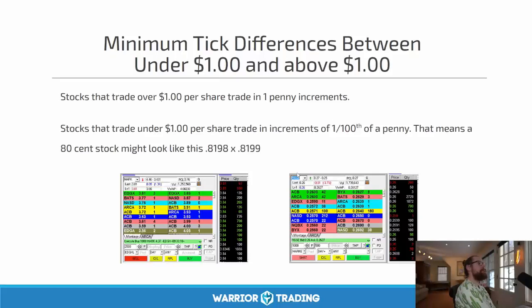One of the differences between stocks above $1 and below $1 is a result of decimalization. Prior to decimalization, stocks in the U.S. market traded by the fraction: a half, a quarter, an eighth, a 16th. They traded in fractions, which is silly. I can't remember what year it was, but we converted the market to what was called the decimalization of the market, to trading in decimal points. So now stocks would trade to the actual penny.